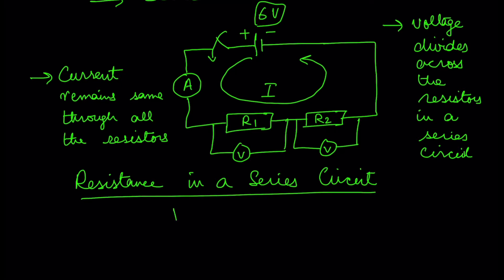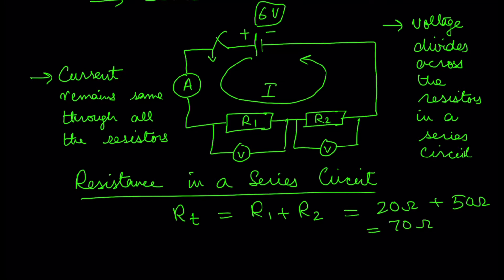So the total resistance in a series circuit, I'll represent with RT. It will be equal to R1 plus R2. So you'll just add up the two resistors and you'll get the total resistance in the series circuit. For example, R1 is let's suppose 20 ohm, R2 is let's suppose 50 ohm. Then the total resistance will become 20 plus 50, that will be equal to 70 ohm. So in this way you'll add up the resistances and you'll get the total resistance.